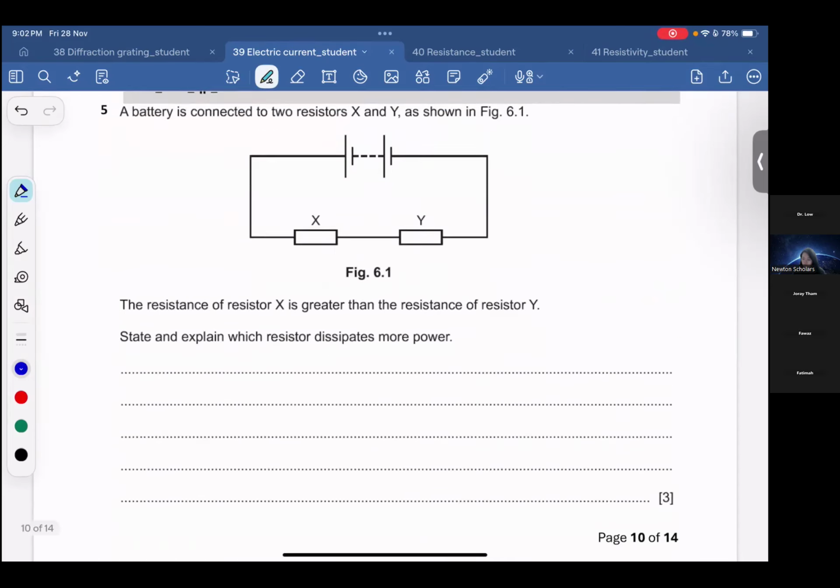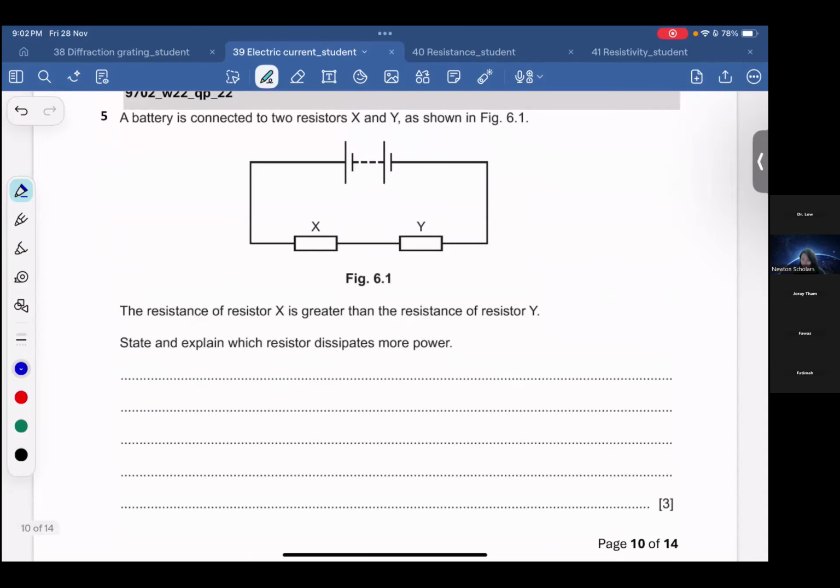Okay, let's go. A battery is connected to two resistors X and Y. The resistance of X, Rx, is greater than Ry. State and explain which resistor dissipates more power. Okay, which one? What do you think?